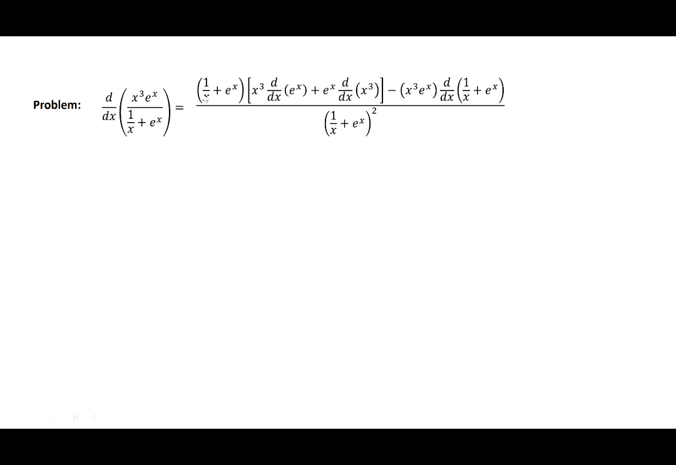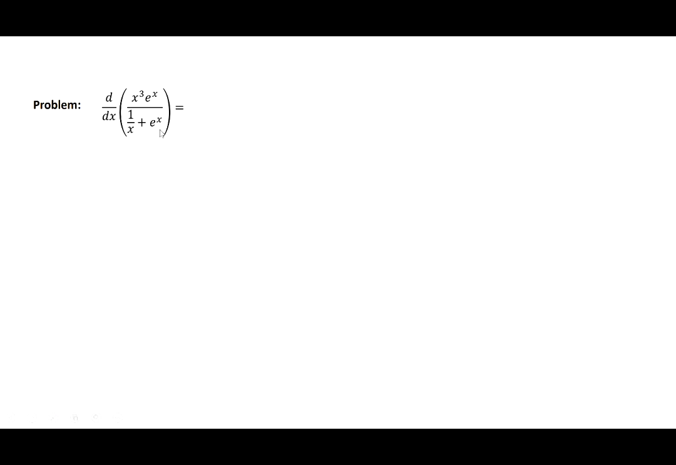Whoa. One look at it. What rules does it appear that we need to be using? Do we have f of x over g of x? Right? So that means quotient rule. Low d high minus high d low over low low. So let's get busy. Wow. Denominator, low, times the derivative of the top. So the derivative of x cubed e to the x.